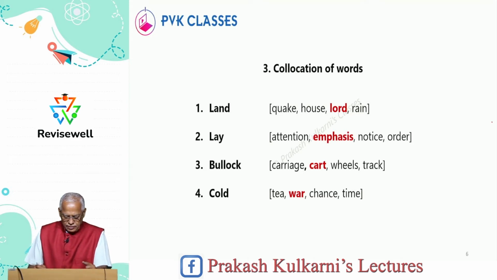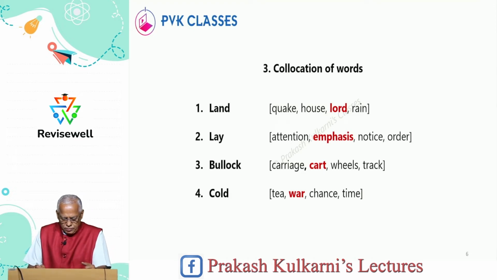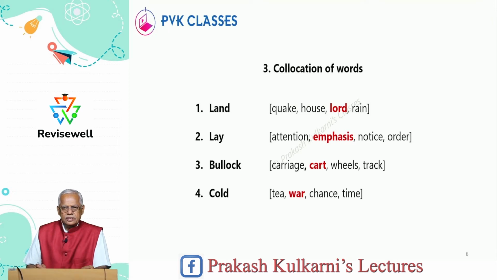Coming to third one, bullock. You know, bullock carriage. We say generally horse carriage, not bullock carriage. Then bullock cart, bullock wheels, bullock track. So the correct collocation is bullock cart.